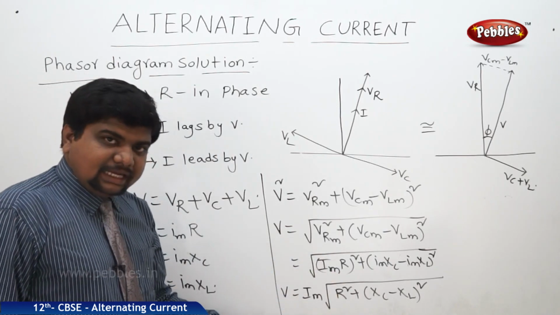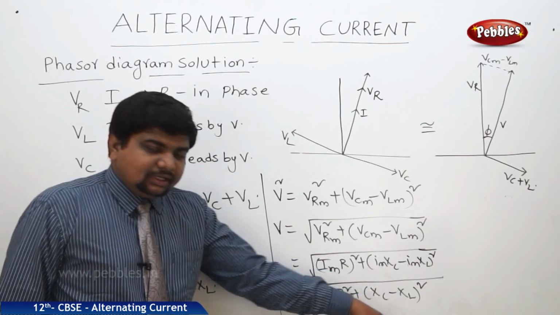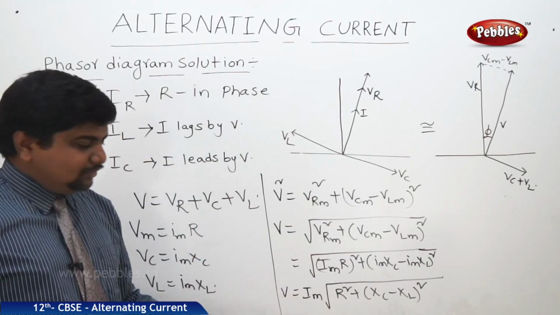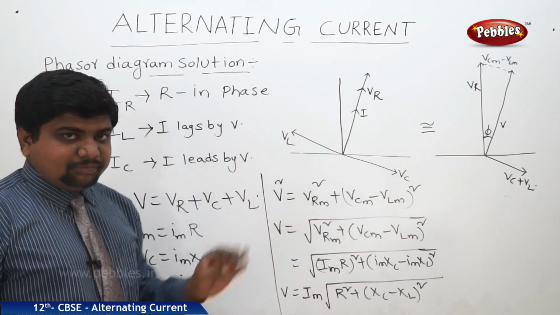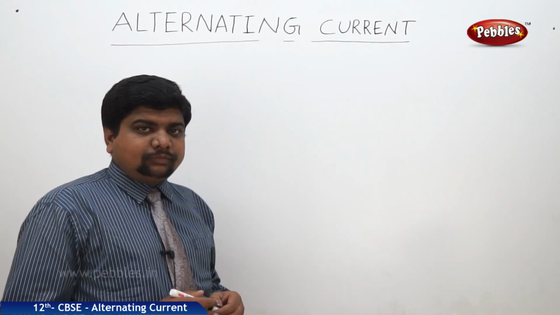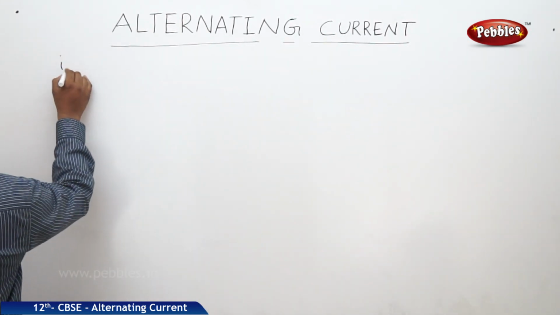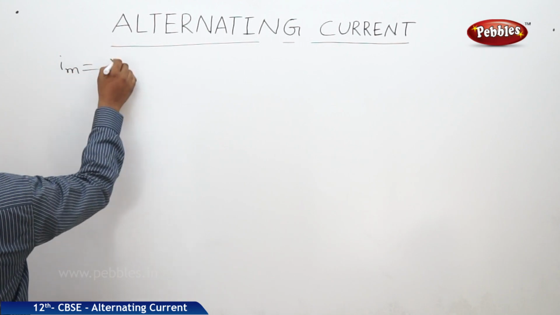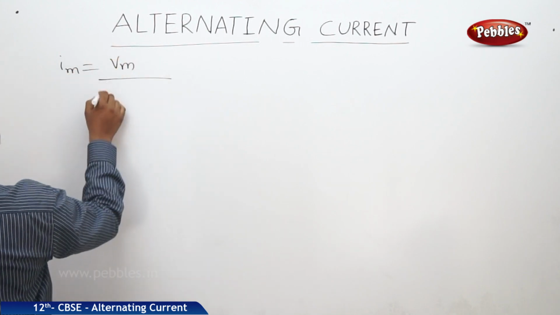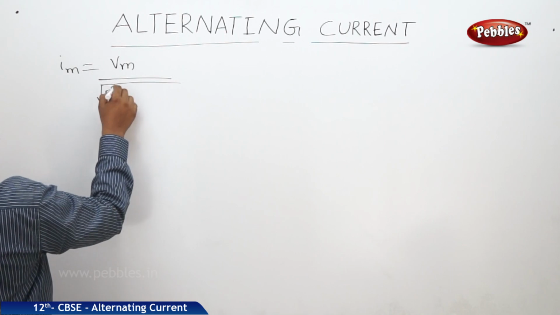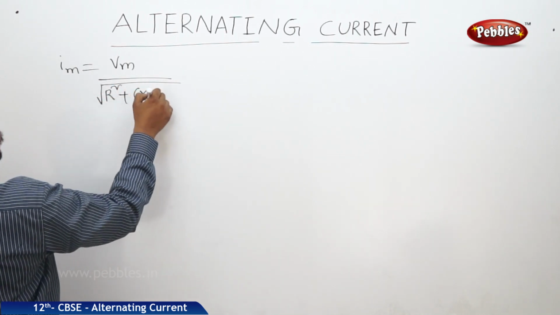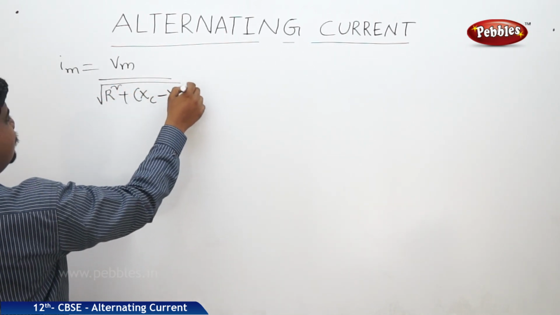IM is equal to V by R. What is this R when compared to all the equipment in the circuit? We are going to see now. The solution continues. We got IM is equal to VM by under root R square plus XC minus XL whole square.